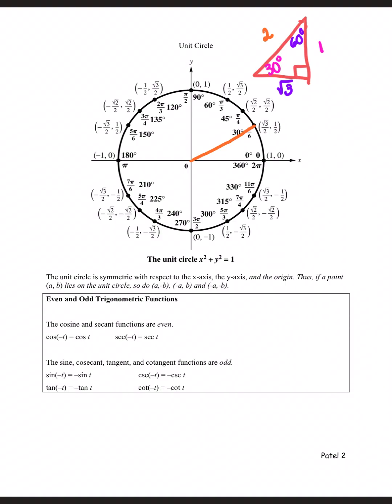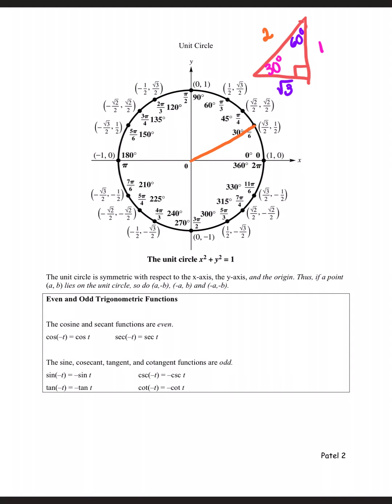So when I do this 30 degrees, we have that cosine is the x value. So cosine is going to be adjacent, which is square root of 3 over 2. So that's why x is square root of 3 over 2. And sine of 30 will be opposite over hypotenuse. So notice the opposite of 30 degrees is 1 and the hypotenuse is 2. So therefore, sine of 30 degrees is 1/2. And that's how you would use this triangle to do everything with 30 and 60 and its reference angles.